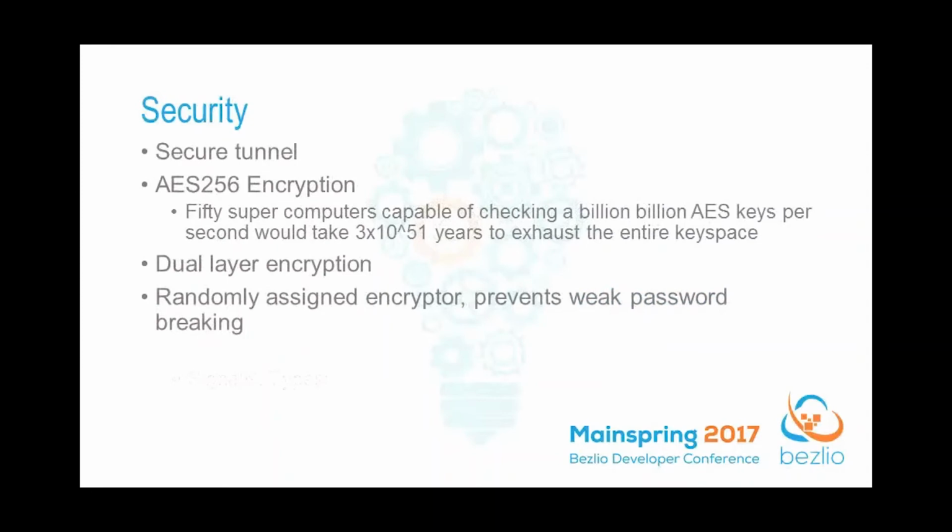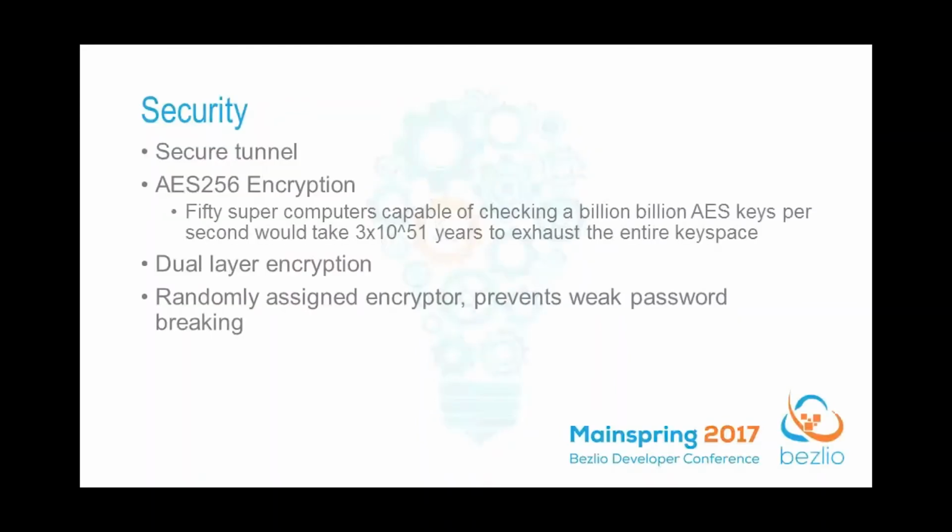We had an interesting discussion about this at a trade show. If you remember the whole San Bernardino situation, the FBI couldn't crack the encryption on your iPhone. If you want to know why: AES-256 encryption, if you took 50 supercomputers and each of them were capable of checking a billion key space codes per second, it would take 3 times 10 to the 51st power years to exhaust the entire key space with the technology we have right now.